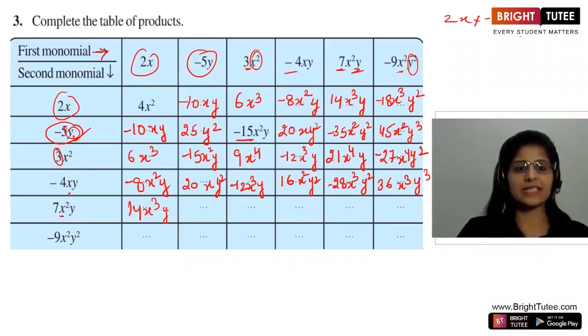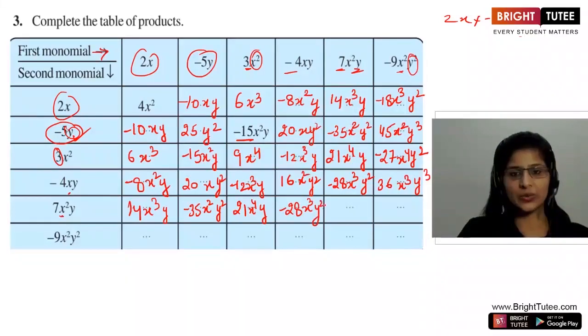So minus 5 and 7 is minus 35. Now in this we have y, in this we have y, so it will be y square, and we have x square in it, so x square will also come. Then 3 and 7, it is 21, and x square into x square is x to the power 4, and y. Now minus 4xy. So minus 4 into 7 is minus 28, and here it is x, here it is x square, x cube, and y into y will become y square.